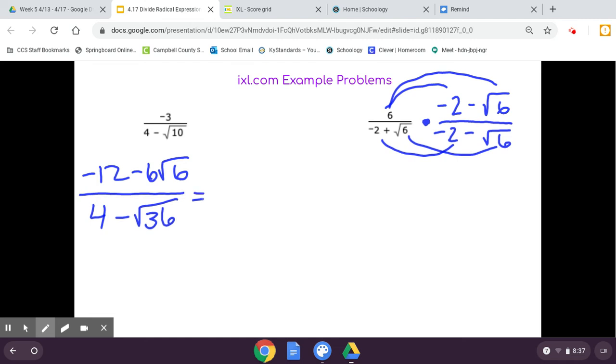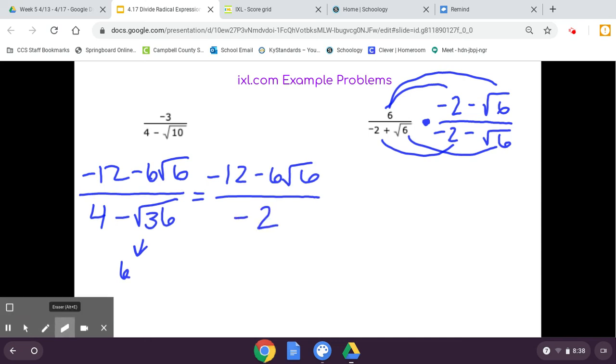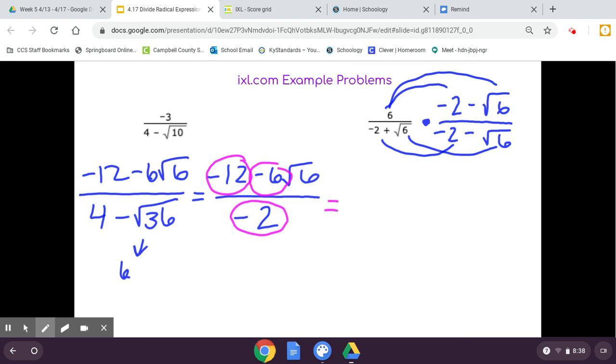Okay? So we can go ahead and simplify this. So negative 12 minus 6 square root of 6 over 4 minus 6, which is negative 2. All right, so again, we have a bunch of pretty stuff that will all divide by 2. So when we do that, we get negative 12 divided by negative 2 is 6. Negative 6 divided by negative 2 is positive 3. And we still have that square root of 6. Again, we're done. So it's not too bad.